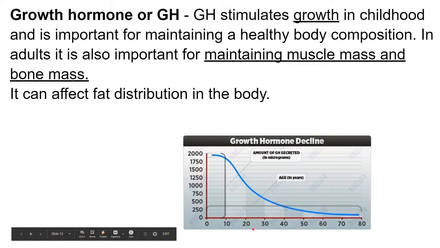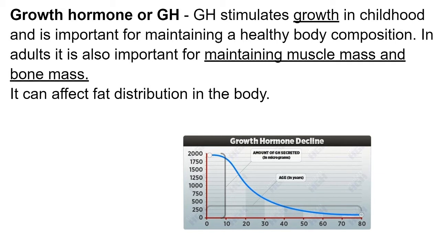A common one you hear about a lot, another hormone, is HGH, or human growth hormone, just growth hormone here. It stimulates growth in childhood. It's important for maintaining a healthy body composition. So if for some reason a child is not developing as they should, they can give them human growth hormone to help them develop, especially if it's somebody who is like 16, 17 and their body isn't developing like it should. It's also very important as you get older for maintaining muscle mass and bone mass.